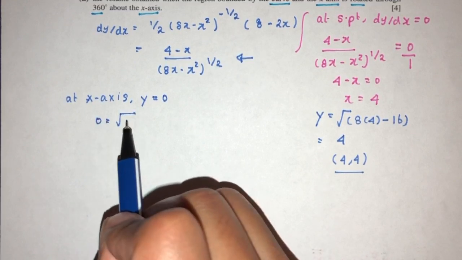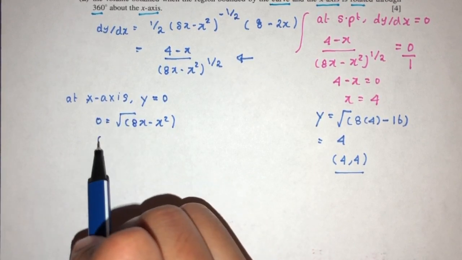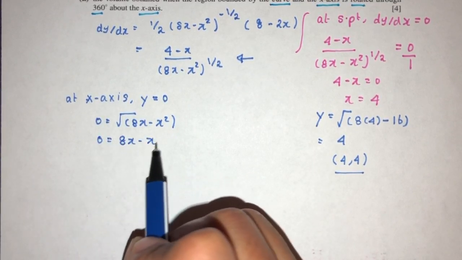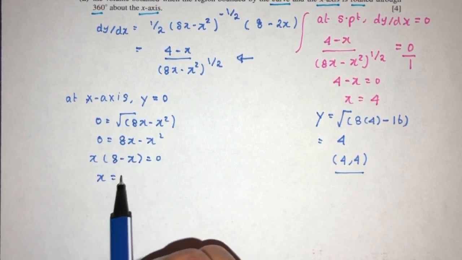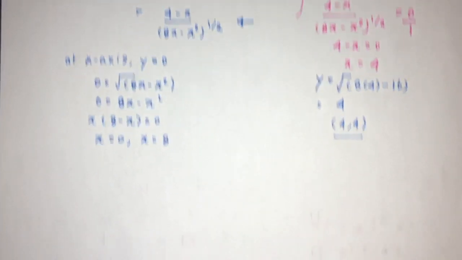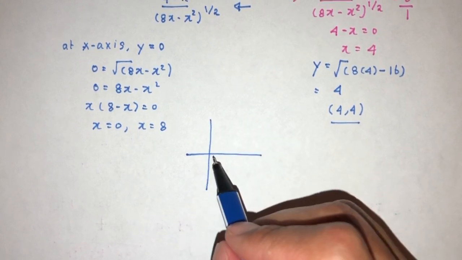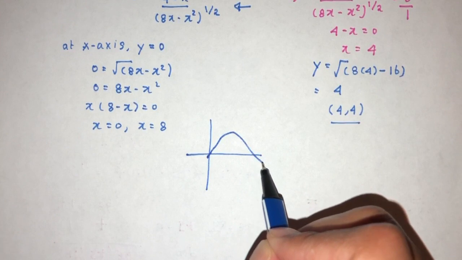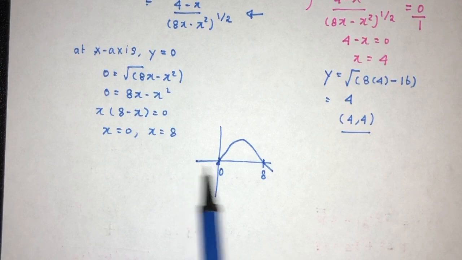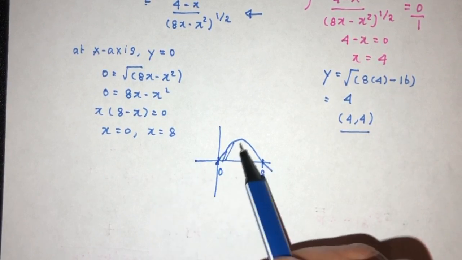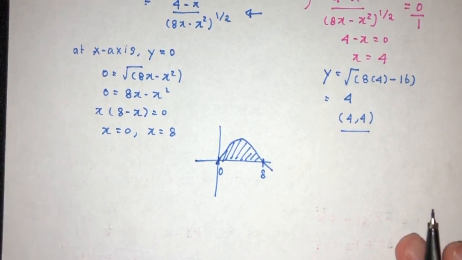So replace, you will have 0 here, and here you will have root of 8x minus x squared. First thing first, square both sides, that will be 0 equals 8x minus x squared. We factorize x outside, you will have x times (8 minus x) equals 0. So x will be 0 and x will be 8. So these will be your limits. For example, your graph will have a shape something like this. This is 0, this is 8. As you can see, the curve cuts the x-axis at those 2 points, so the region inside will be this one. We have to find the volume of this region when it is rotated about the x-axis.